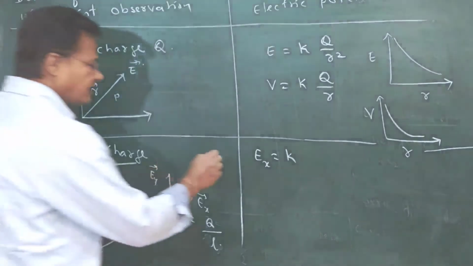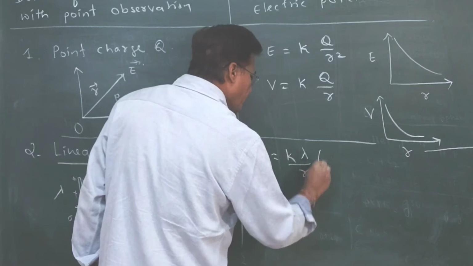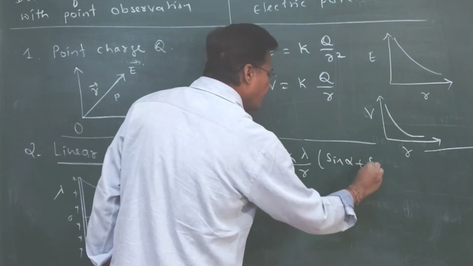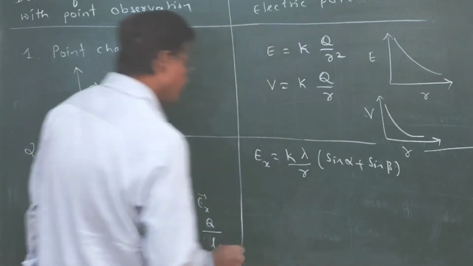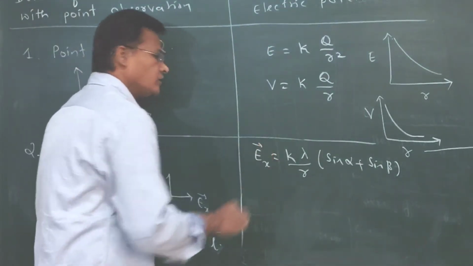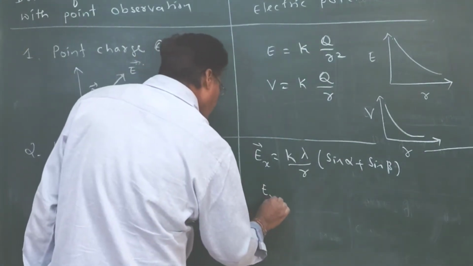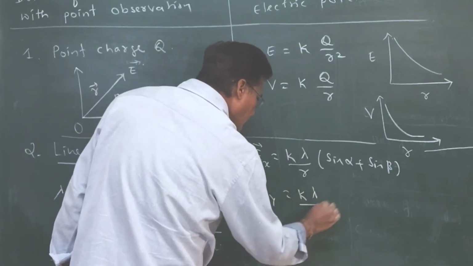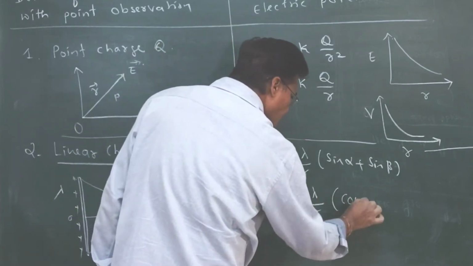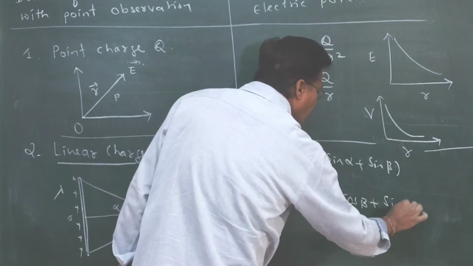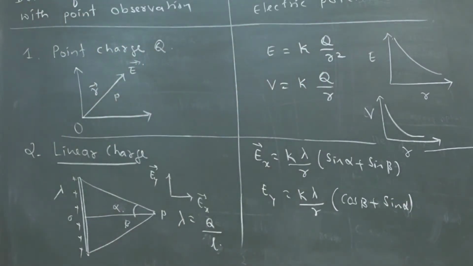So Ex equal to K lambda by R bracket sin alpha plus sin beta. We are taking the formula this way along x direction. Okay, so now along y direction, Ey equal to K lambda by R, bracket cos beta plus sin alpha. So this is regarding the electric field.